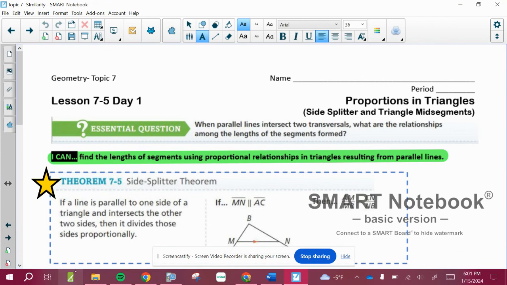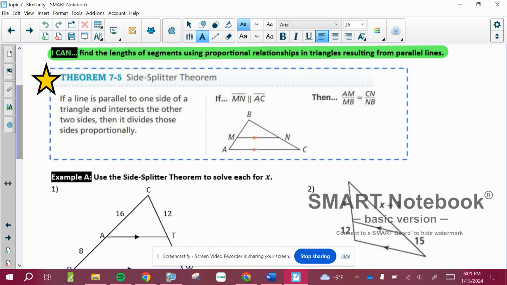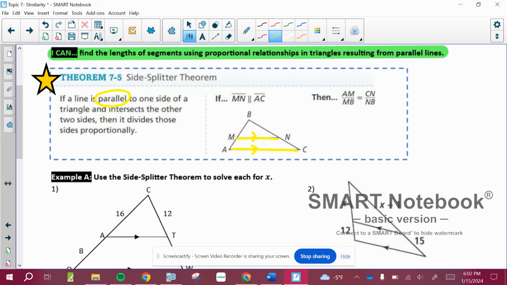Okay, so let's start with our first theorem, which is the side splitter theorem, which says if a line is parallel to one side of the triangle. So we can see inside this triangle, here's the segment MN, and it is running parallel to side AC. We know parallel means the lines never cross each other, they just run side by side. They usually use little arrows on the lines to show you that those are parallel.